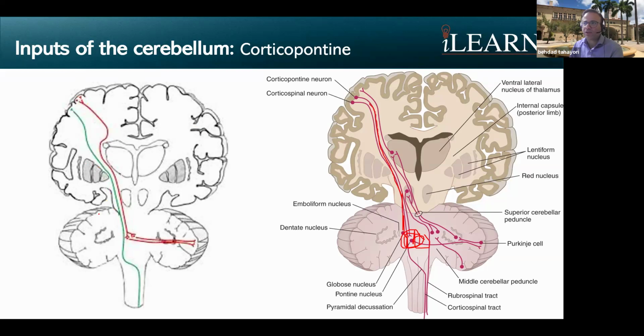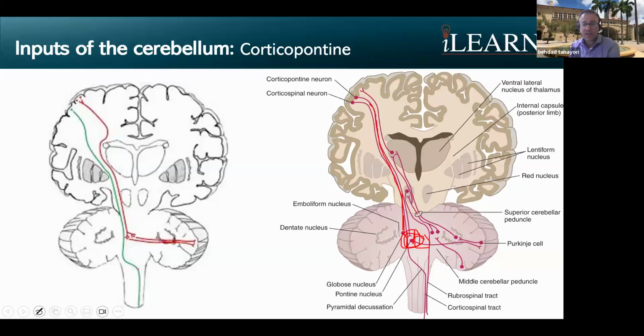As you can see, it ends in the pons, makes a synapse with the nuclei in the pons, and then goes to the contralateral pons, contralateral cerebellum. The corticospinal tract goes further down and again crosses over, goes to the contralateral side of the spinal cord, and that is in the pyramidal decussation. Okay, so finally, both of these pathways go to the contralateral side.